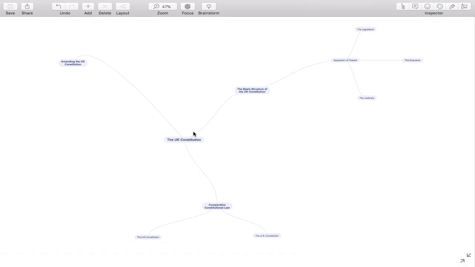Welcome everybody to our Constitutional and Administrative Law Study Series. Now, just like with all of the other study series, what we're going to be doing in this lesson is taking a revision guide study approach to looking at some of the basic principles of constitutional and administrative law.